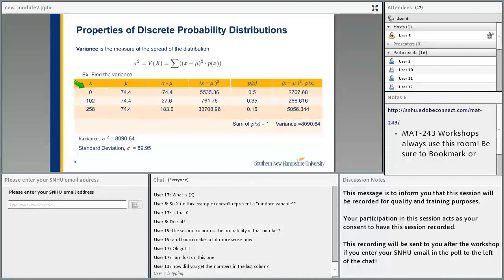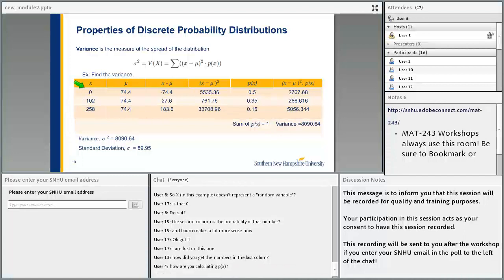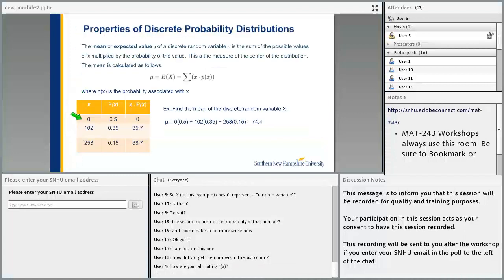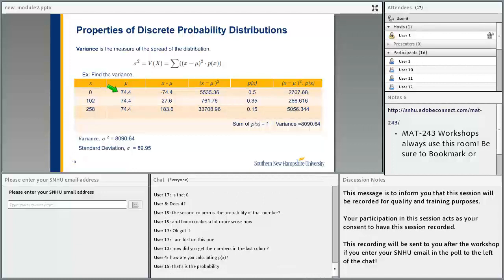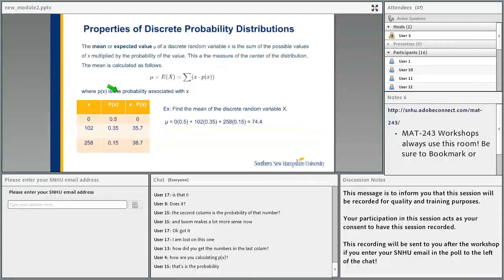Okay, my first column has my random variables. I have it from my previous slide, as I said, completely random. Just imagine an experiment where you have random variables 0, 102, and 258. And I'm going to take the P of X values as well, 0.5, 0.35, and 0.15. So in my first column, I have my random variables value. The second column, I have mu, which we just calculated in the previous slide, 74.4.